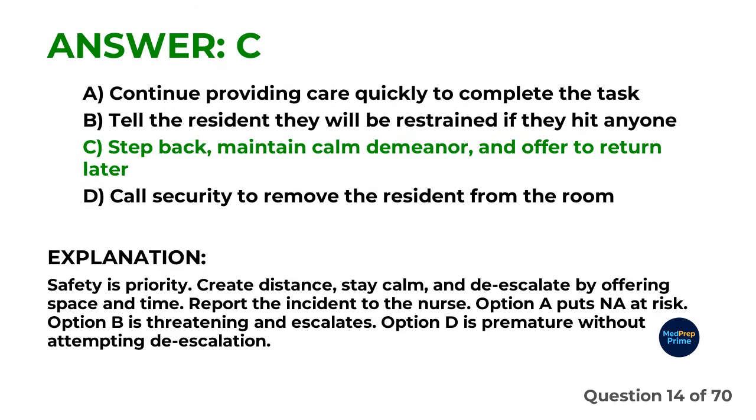Option A puts NA at risk. Option B is threatening and escalates. Option D is premature without attempting de-escalation.